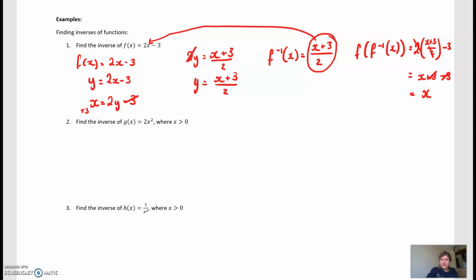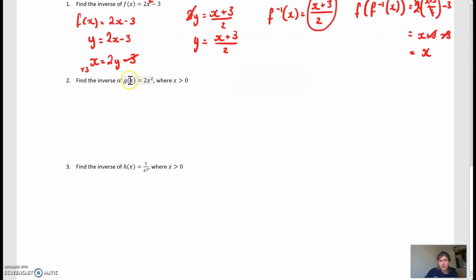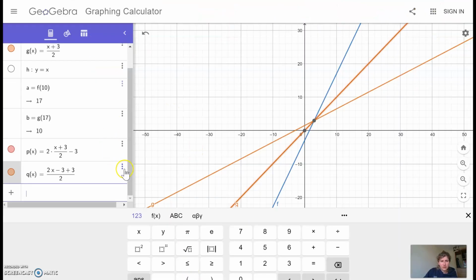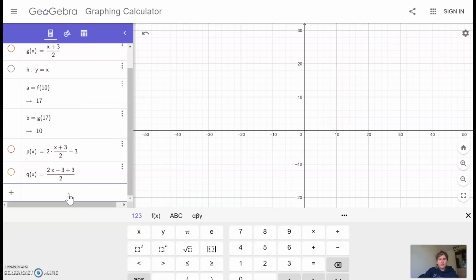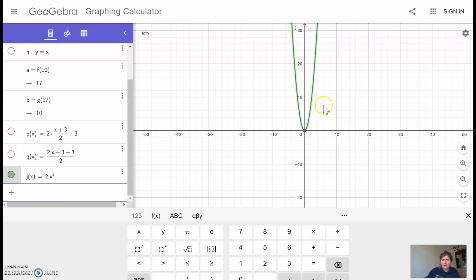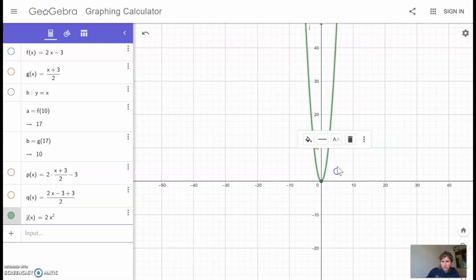Okay, alrighty, the next one, now this is where I said the domain comes in and is really important. So we want to find the inverse of g of x equals 2x squared. I'm just going to turn this off, it's quicker. Okay, so I'm going to put in here j of x equals 2x squared. So here's our original function.